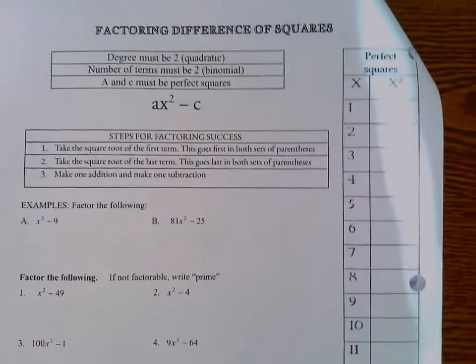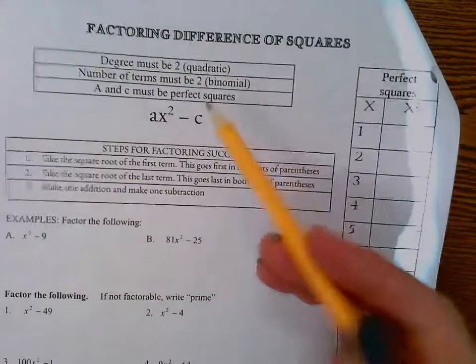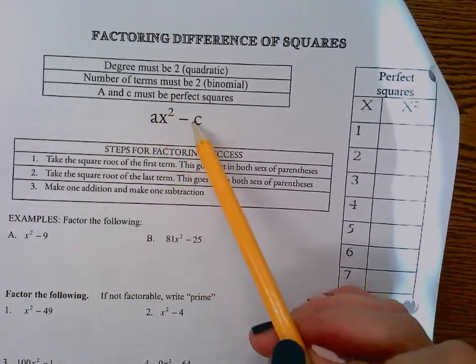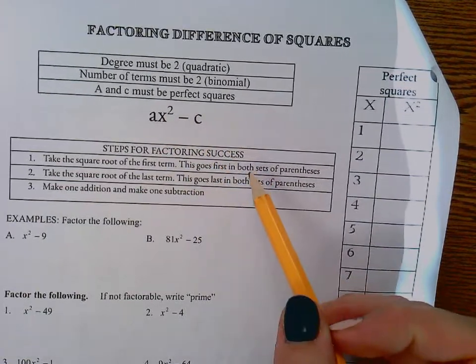Okay, so the degree has to be 2. It has to be a quadratic. It has to have 2 terms, and they both have to be perfect squares.